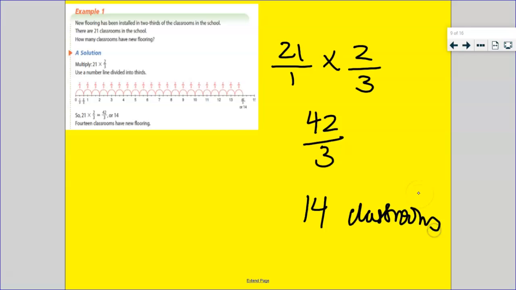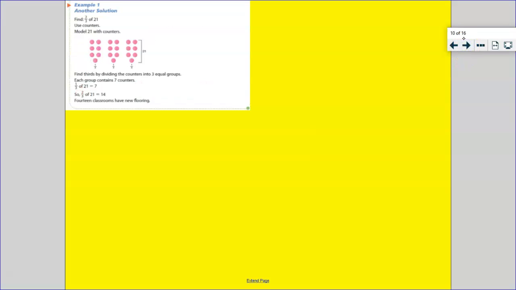All right, next slide. Another way of showing this is with counters. You model with 21 counters and find thirds by dividing the counters into 3 equal groups, which they did. And then it shows you that 1/3 of 21 is 7. That gives you the same answer there. So 2/3 of 21 equals 14, right? Because 1/3 was 7, 2/3 is 14.